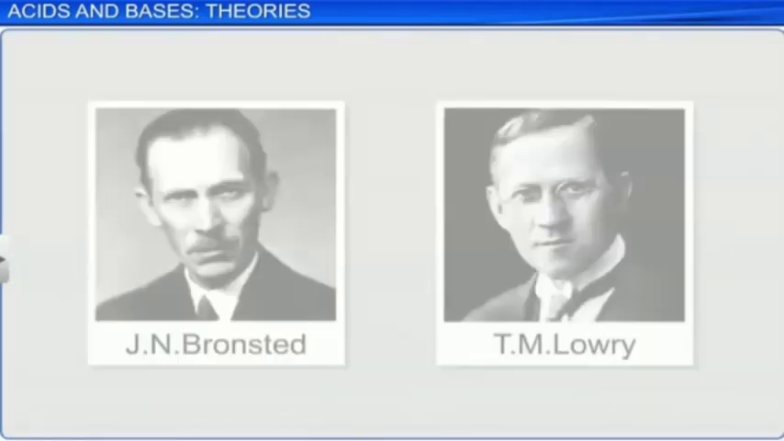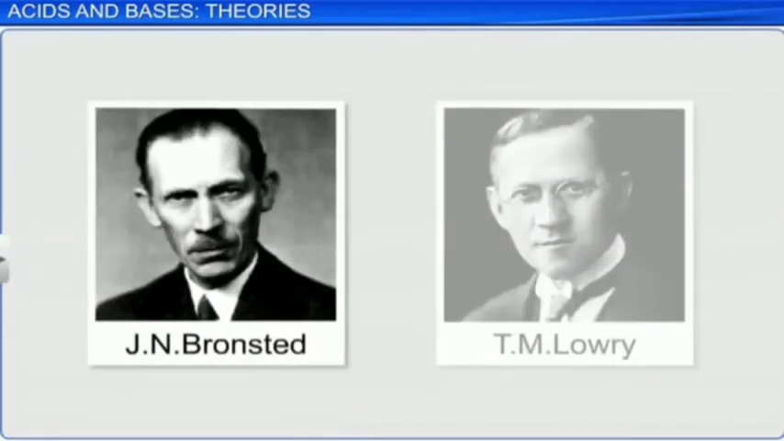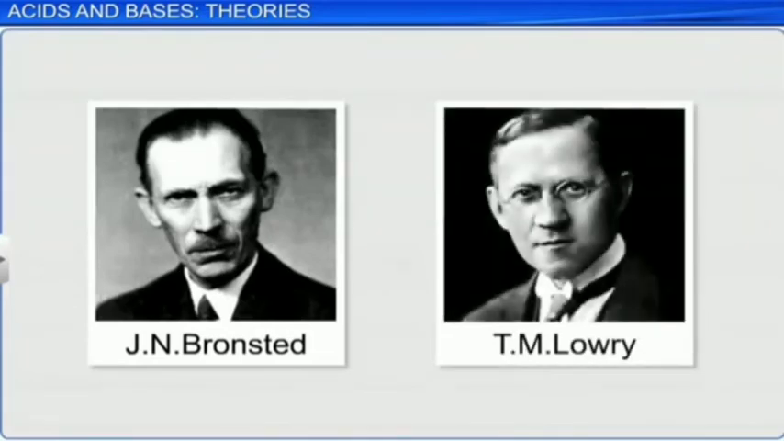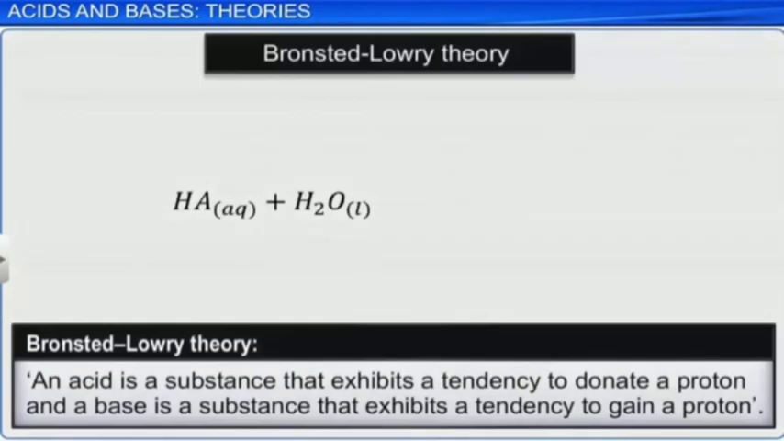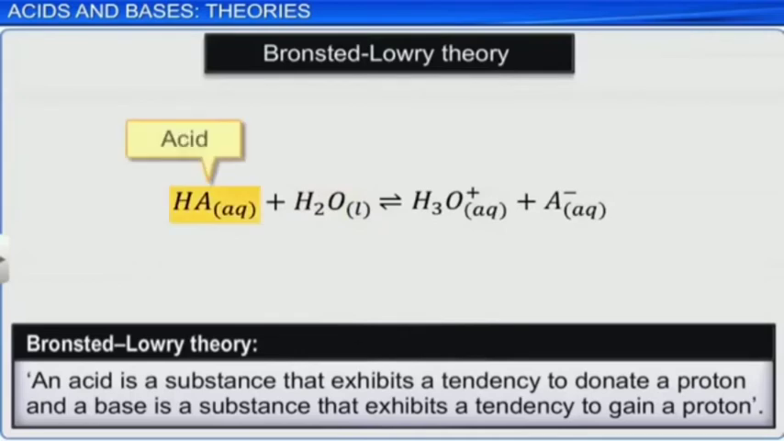In an attempt to overcome the limitations of Arrhenius theory, Danish chemist J.N. Bronsted and English chemist T.M. Lowry proposed a more general definition for acids and bases. According to the Bronsted-Lowry theory, acids are substances that are capable of donating a hydrogen ion or proton, and bases are substances which are capable of accepting a hydrogen ion or proton.